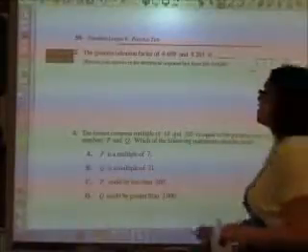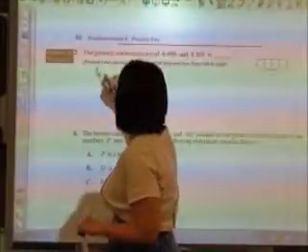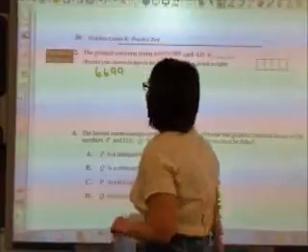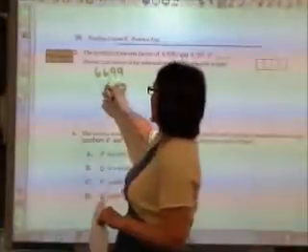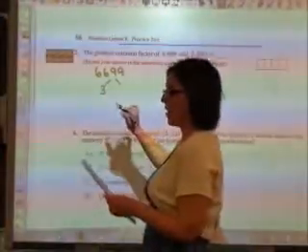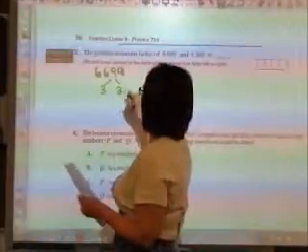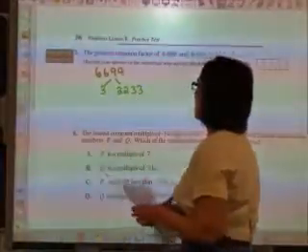Question number 2, the greatest common factor of 6,699 and 8,265 is what? So to do this question, because the numbers are so large, I probably want to revert back to my prime factorization. So 6,699, it's not even, so I can't divide it by 2, so I start by dividing it by 3. And I've got 3 times 2,233. Try dividing it by 3 again, it doesn't work.